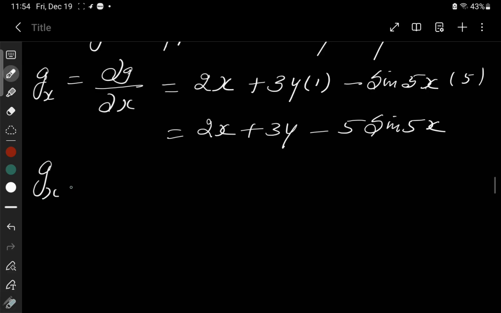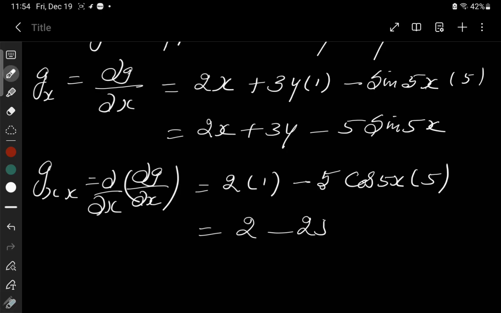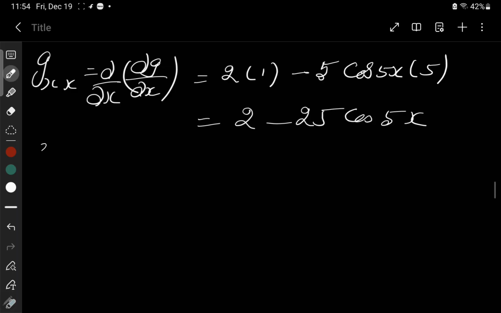Gxx. That is, differentiate this dou g by dou x with respect to x, second time. 2x, 2 is constant. If you differentiate x, you will get 1. 3y 0. Minus 5 sin 5x, that is cos 5x into 5. So 2 minus 5 5s are 25 cos 5x. This is the answer.